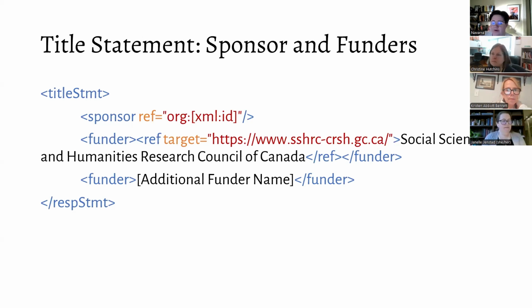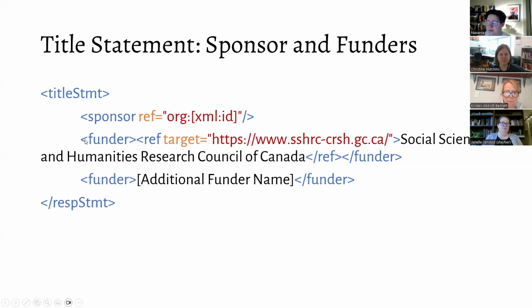So once you've gone through and you've added all of your RESP statements, the next thing that's going to be in your title statement is your sponsor. That's the anthology that you're being published with. So if you are QME, you can put org:QME1. If you're DRE, org:DRE1, and then however many funders you have.